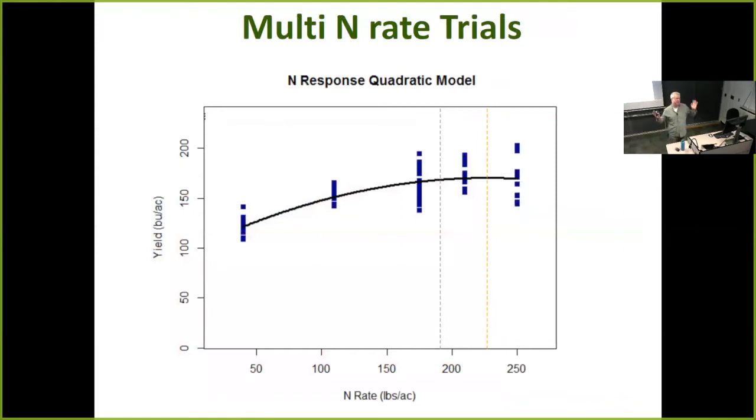And this is, of course, a perfect hindsight. Okay, so in the end of the season, you know what, in hindsight, was the optimum N rate. But it allows us to then take different tools like AdaptN or like the CNC and compare them using this data and see how they perform.